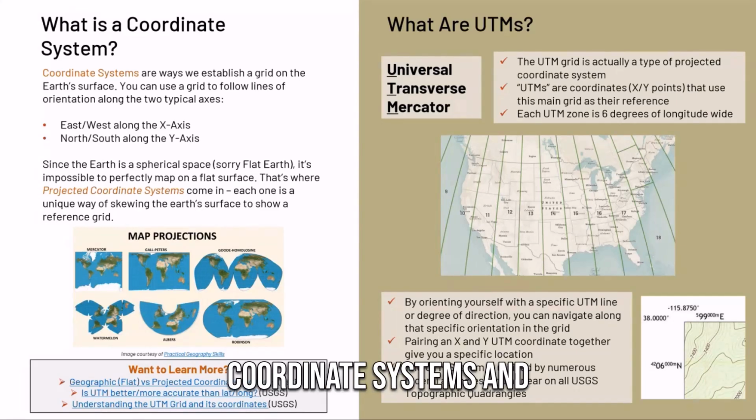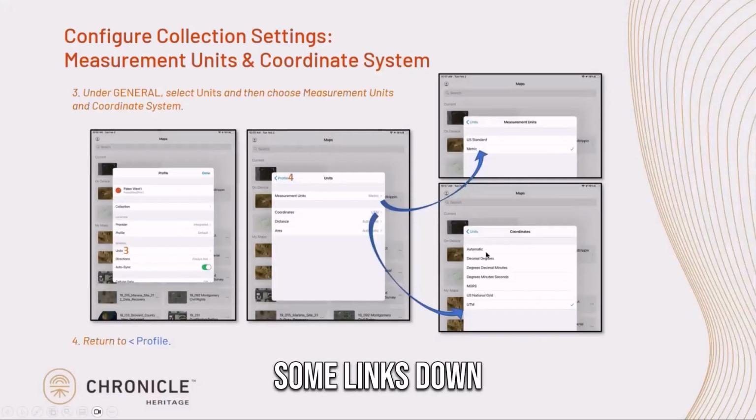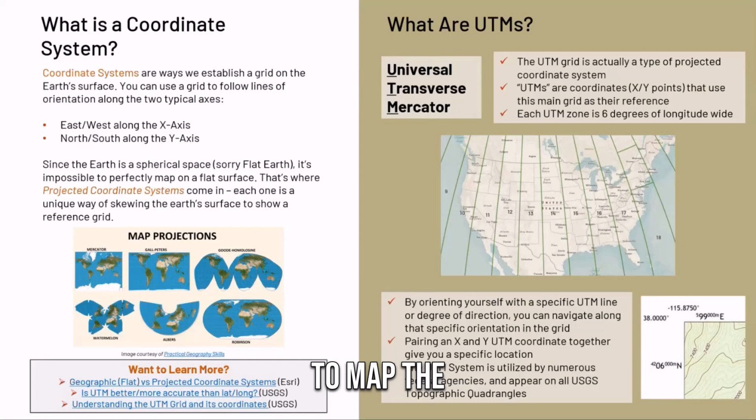Coordinate systems and projection is one of the things that can be a huge topic and be a very small one. There are some links down here if you're interested in learning more. Definitely check it out. There is a ton of information to know about how humanity wants to map the Earth in weird ways. All of that just to say that's what's going into this decision right here: what grid are you using as your reference?